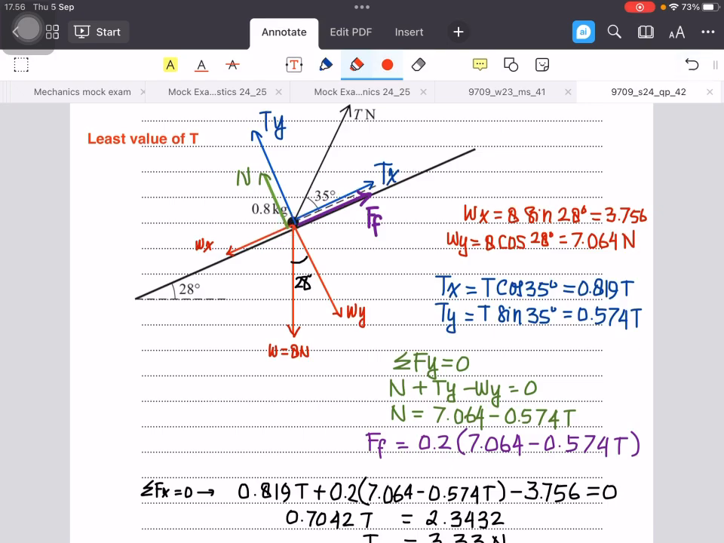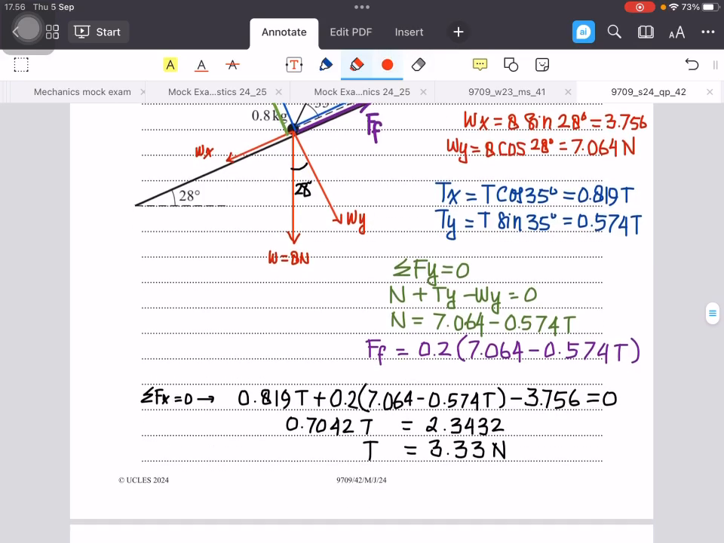In the x direction, the equation will be Tx, 0.819T, plus the friction force, and then minus Wx is equal to 0. And then we can solve this equation for T. So 0.7042 T is equal to 2.3432. So the tension is equal to 3.33 newtons.